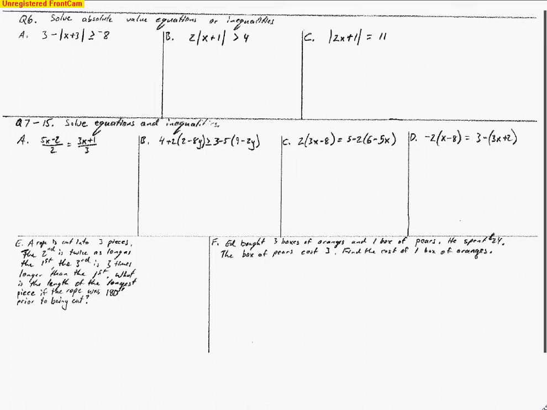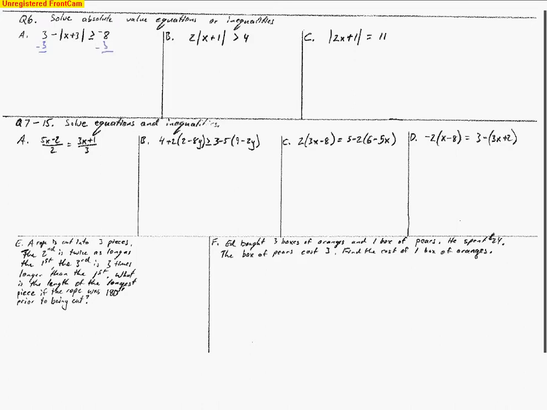To the second half of page 1 for the Benchmark 3 study guide, and question number 6 is asking us about solving absolute value equations or inequalities. It could be either type. So let's take a look at the first one here. So this one, we want to isolate the absolute value. So the first thing I'm going to end up doing is subtracting the 3 from all sides.